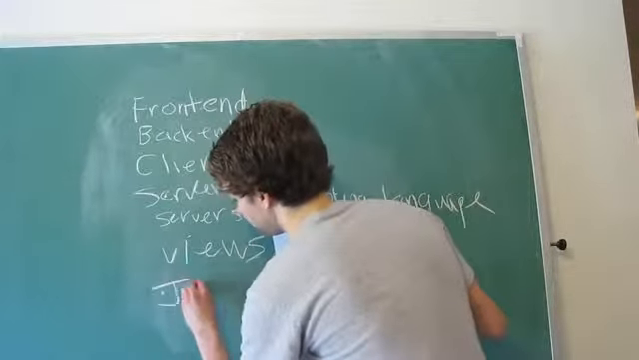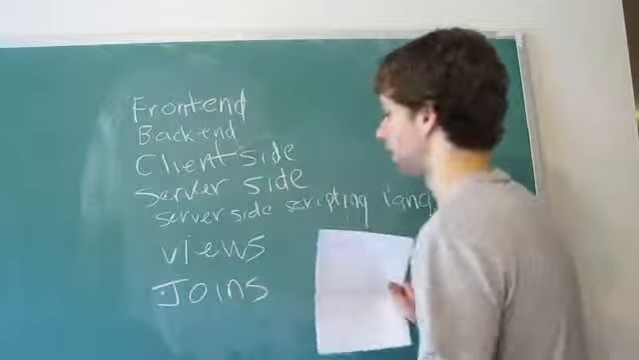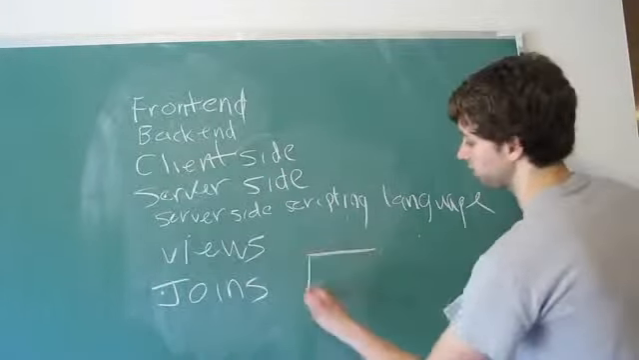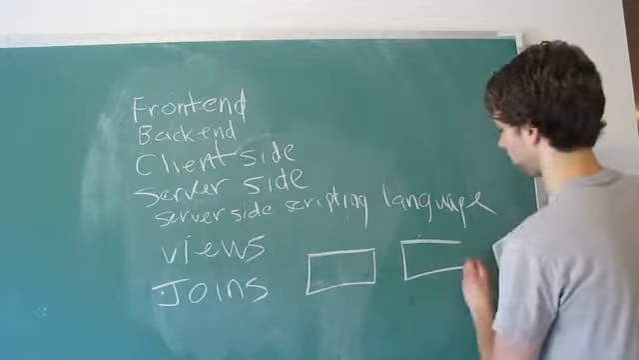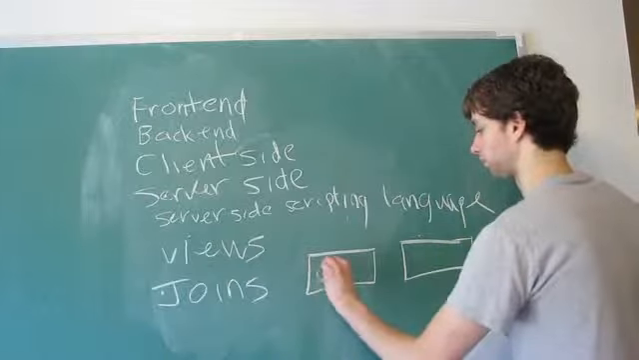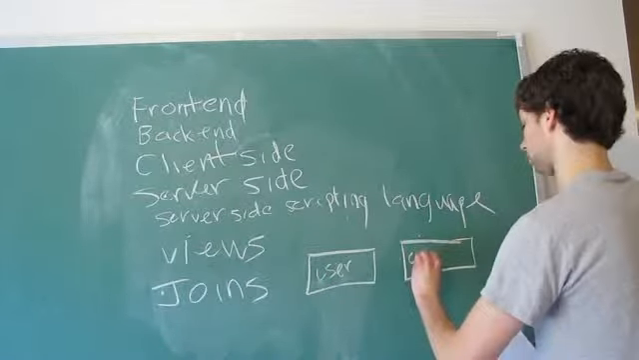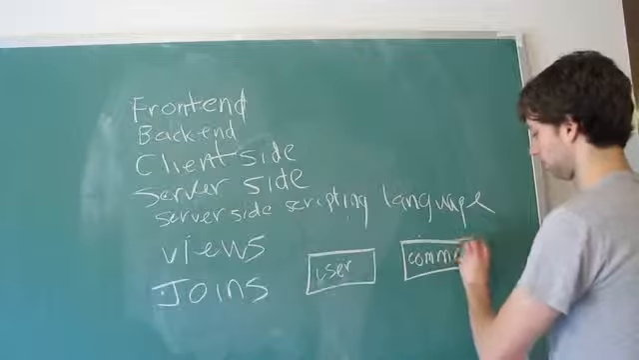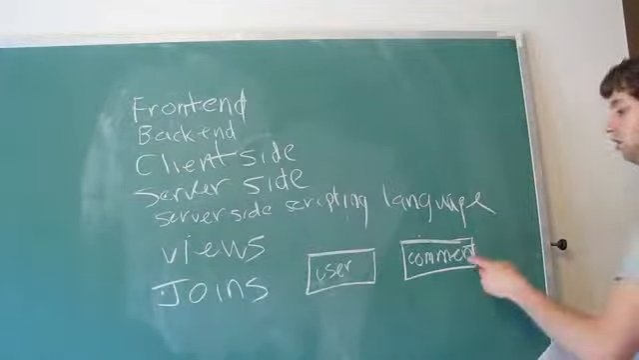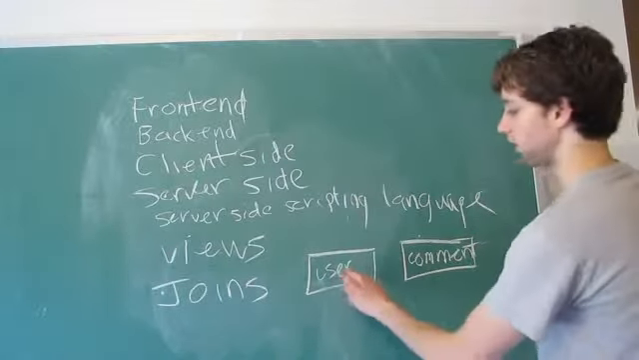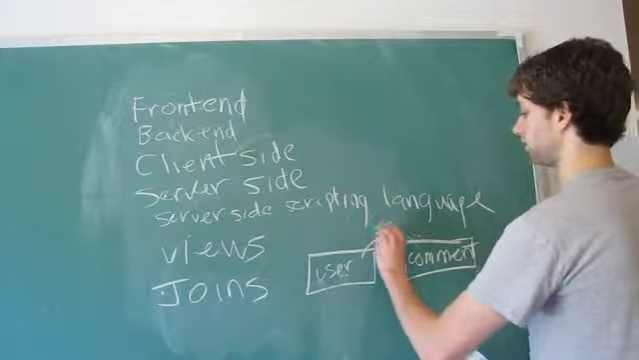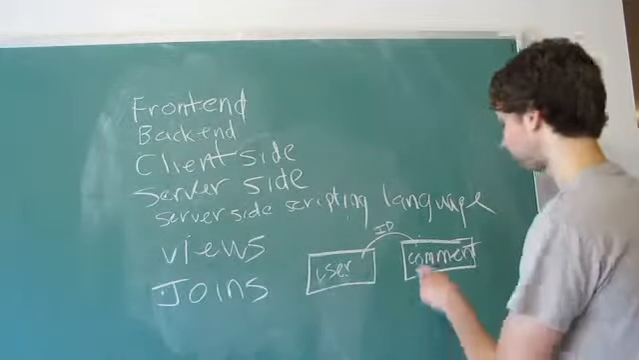Views often use joins, which basically connect data from multiple tables to create a new table. If we have two tables here, users table, comments table. Can you see that? You better be able to see it. Well, a comment is always given by a user, and we connect it using the ID. It's called a foreign key connection.